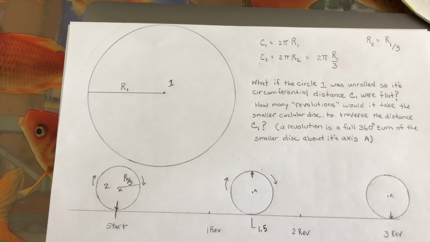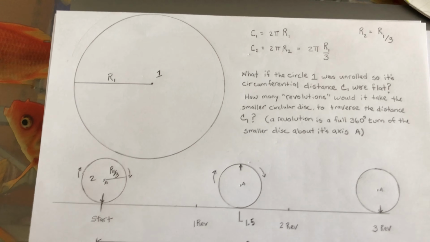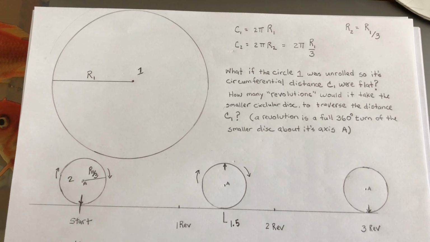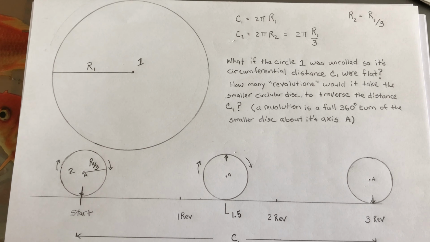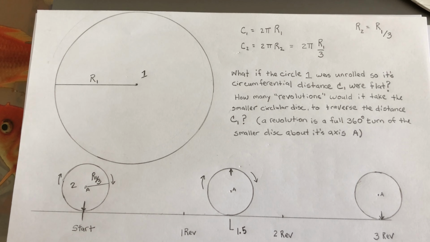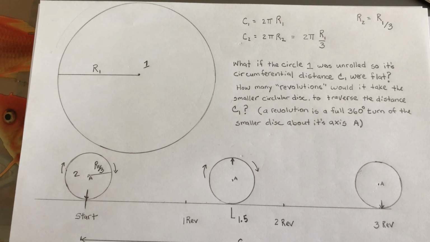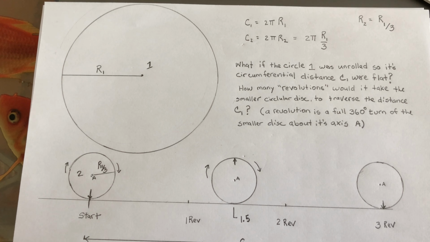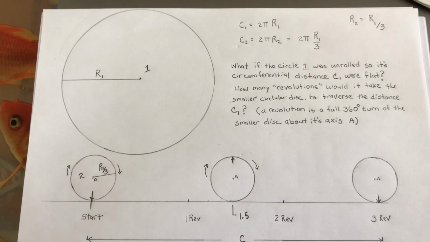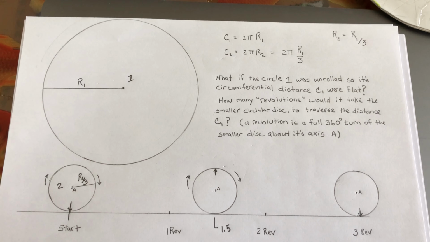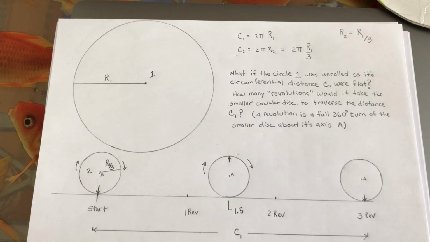So the circumference is given by the formula C equals 2 pi r. And so the circumference of the smaller disc is 1/3 that of the bigger disc. So when you take the ratio of the two, the bigger disc to the smaller disc is going to be a ratio of 3, because the bigger disc is 3 times the size of the smaller disc, at least in its radius.